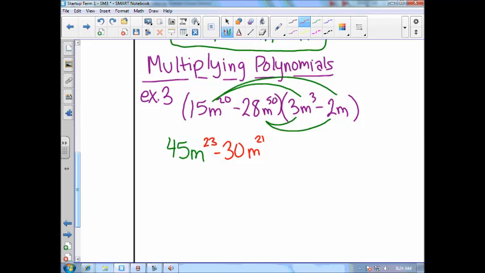And it's a negative. I heard minus as well. So make sure you catch that sign. You have to take it with it. So, let's see. Nui. Negative 28m to the 50th. What's that times 3? M to the 3rd. I chose you because you have a calculator to do negative 28 times 3. Negative 84. Good. M to the 53rd power.